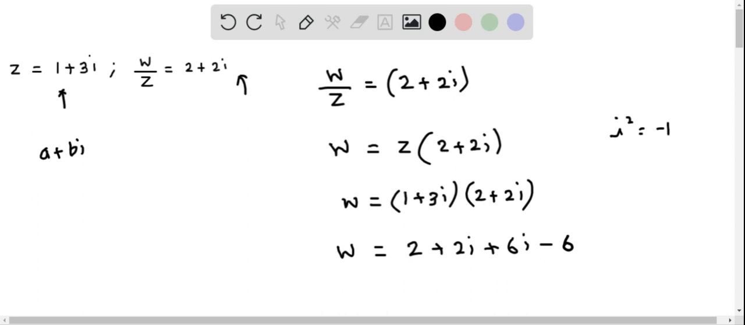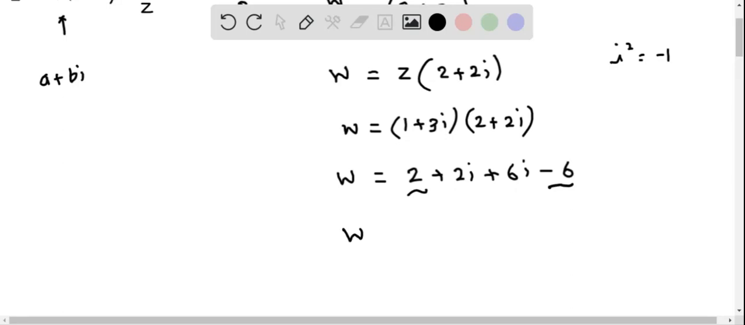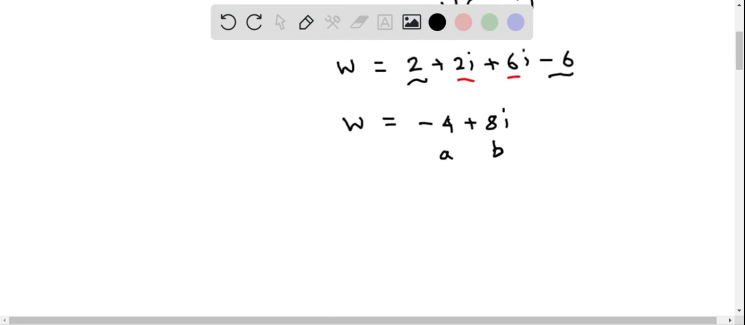Now let's combine the real part. The real part is 2 and negative 6. So 2 minus 6 is negative 4. So we will have negative 4. And the imaginary part is 2i and 6i, so we can add these two. We get 8i. So now this w is in a plus bi form, where a is negative 4 and b is 8. We can determine its modulus.